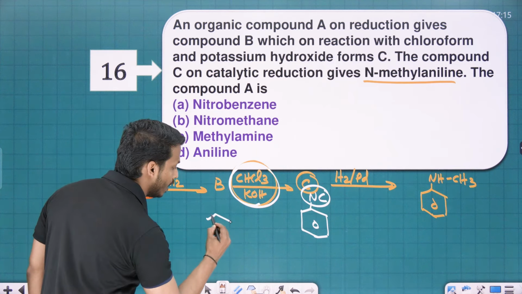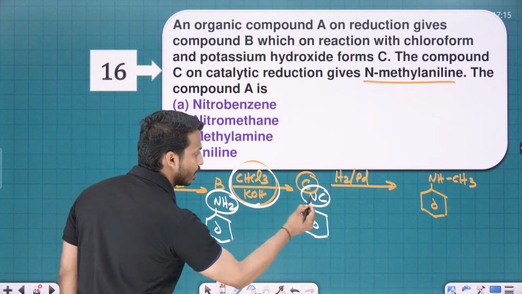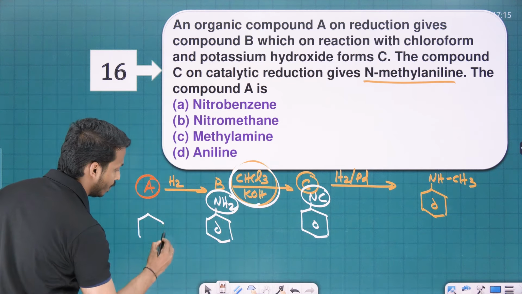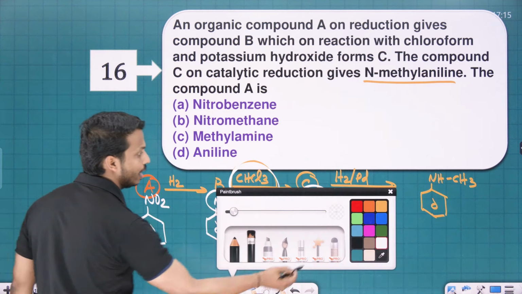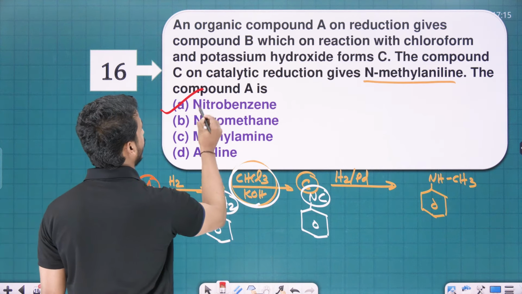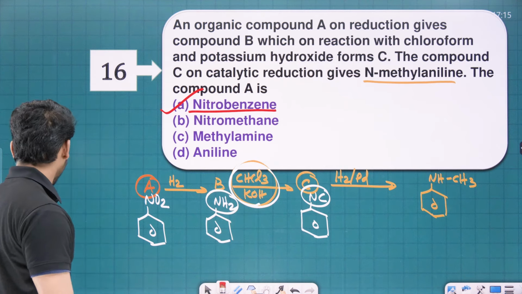So what should B be? It should be aniline. You know, aniline on carbylamine reaction becomes isocyanate. If you want to get aniline by reduction, what should this be? It should be nitrobenzene, because a nitro group on reduction gives aniline. So what is the overall answer? What is compound A? Nitrobenzene is compound A. Clear, my dear students? Okay, next one.